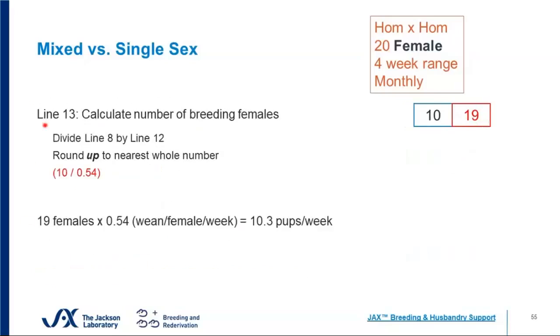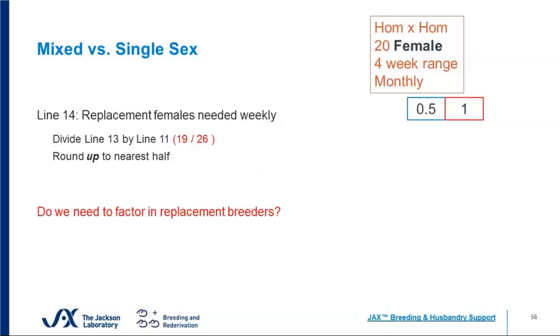Determine the number of breeding females that we would need. We divide the total number of mice we need on a weekly basis by our breeding performance. That gives us 19 after rounding up to the nearest whole number, so 19 total females. Again, I can work through the math to make sure that worked out correctly. I take that 19, divide it by our breeding rotation of 26 weeks, round up to the nearest half, and I get 1. So for this colony, I would want to replace 1 breeding female every single week.